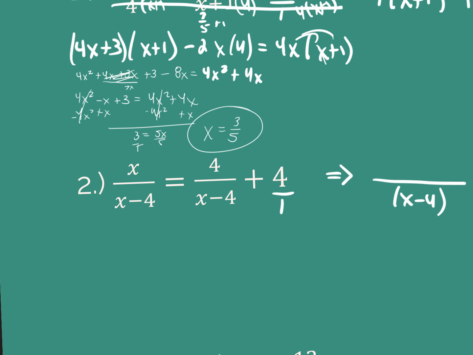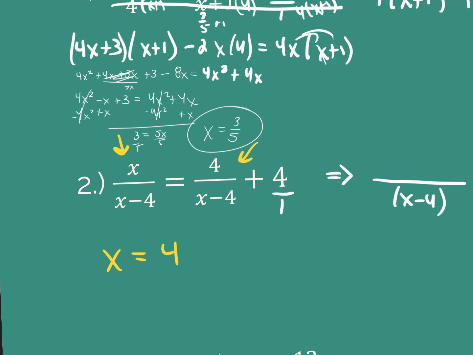So let's look at what each fraction has and what it's missing. My first fraction has the x minus 4. Do I need to multiply it by anything? No, so I'm just going to write my x, and I have an equal sign. My second fraction right here has the x minus 4. Do I need to multiply it by anything? No, so I'm going to write my 4.